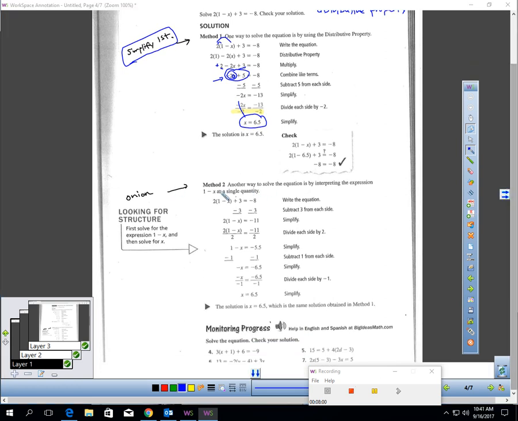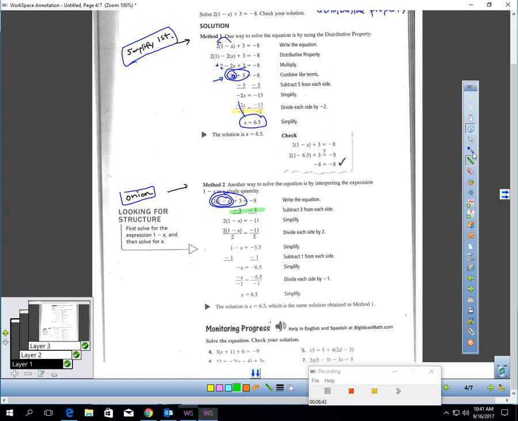It says here, method 2, another way to solve is by interpreting the expression 1 minus x as a single quantity. So you may be like, what's that? I would just call this using the onion method. Pretend 1 minus x is the center of the onion. If 1 minus x is the center of the onion, the times 2 is the next layer, and the plus 3 is the outside layer. Just start peeling one layer away at a time. So I got to get rid of the plus 3 outside layer first. So take away 3, you can see that here.